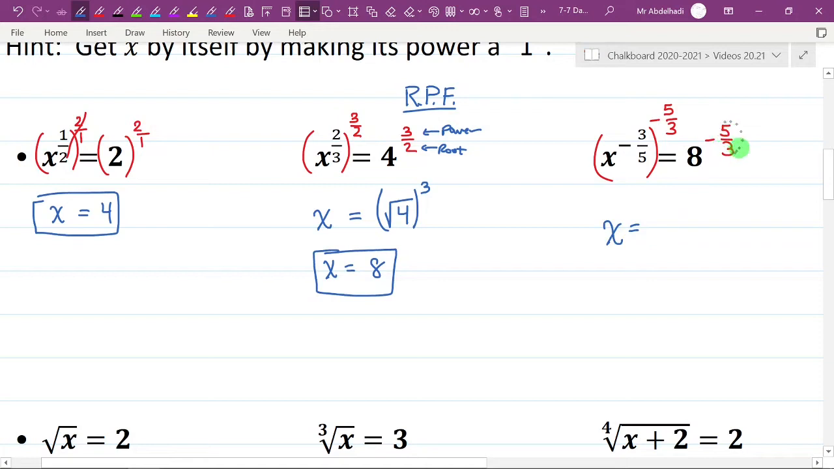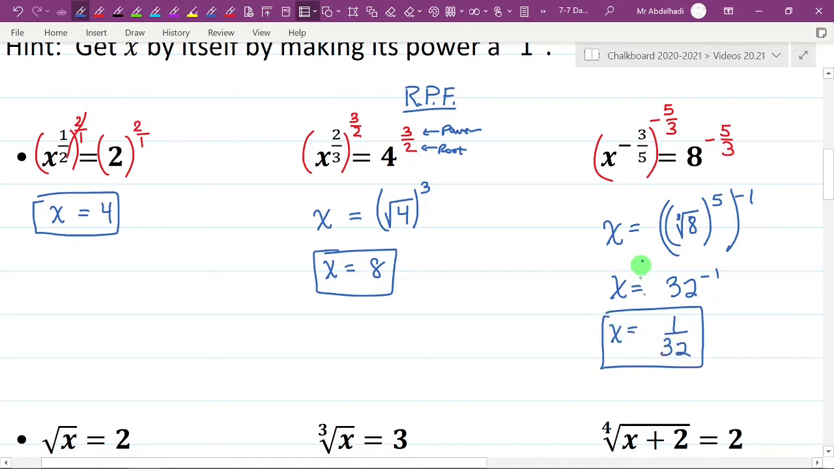This, on the other hand, you're going to have to use root power flip again. So it's the 3rd root of 8, to the power of 5. So put parentheses around it, go to the power of 5. And then there is a flip here, so to the power of -1, which is the flip. So let's see, 3rd root of 8 is 2. 2 to the 5th power, 2 times 2 times 2 times 2 times 2 is 32. And then that has to be flipped. You get 1/32. And we're done. So now you know how to get rid of rational exponents, fraction powers, using a multiplicative inverse.